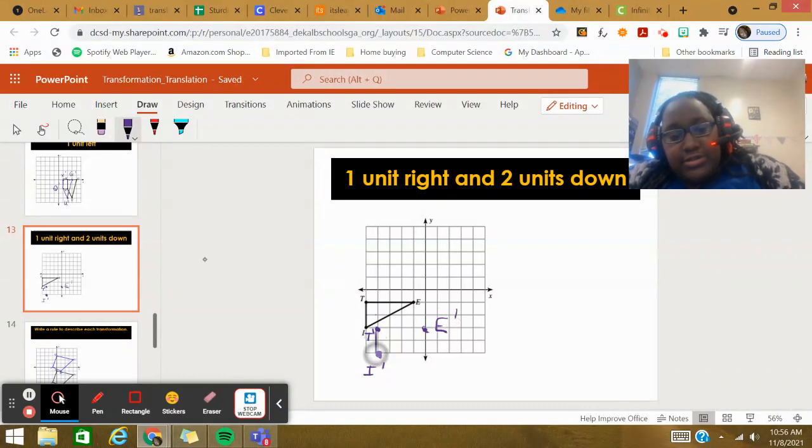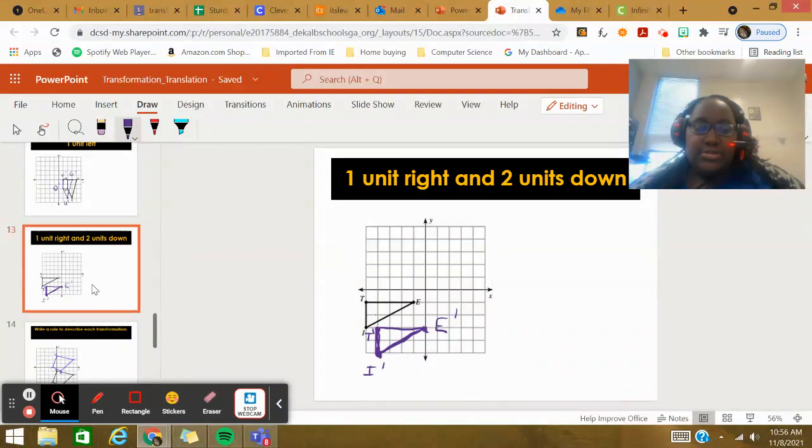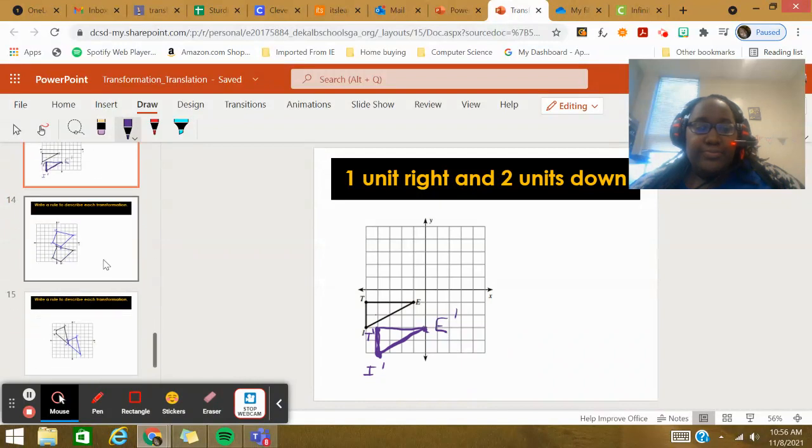So then once you got all your points and you labeled them and grabbed them, then just draw the shape again, which is by just connecting the coordinates. So here's my T prime, I prime, and E prime. Again, go ahead and pause the video at this time to copy this in your graphic organizer.